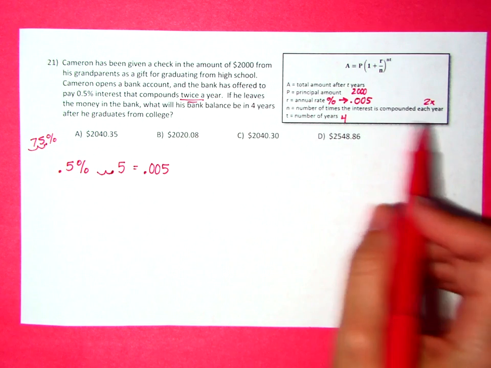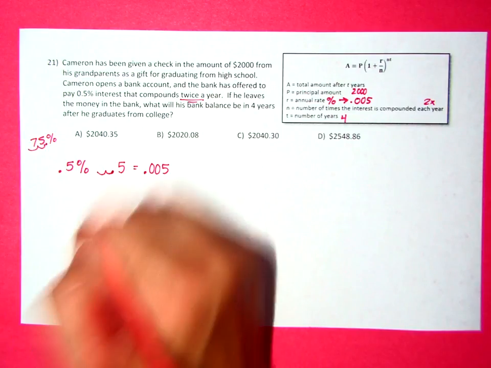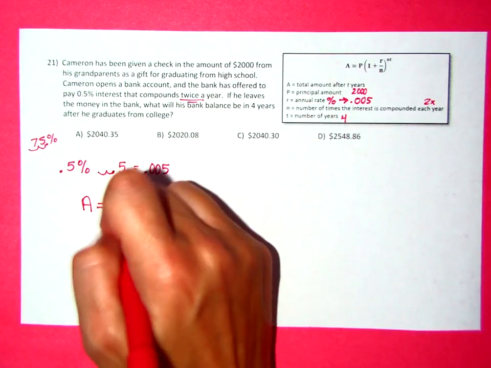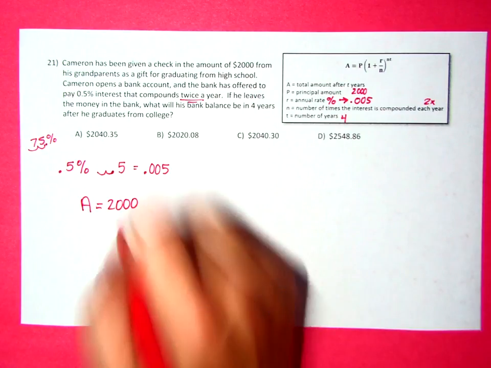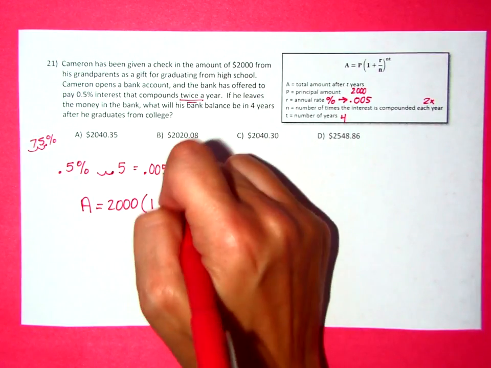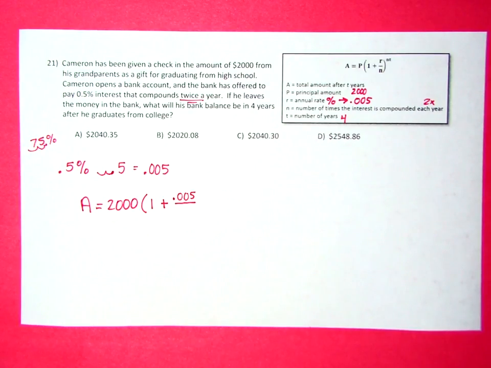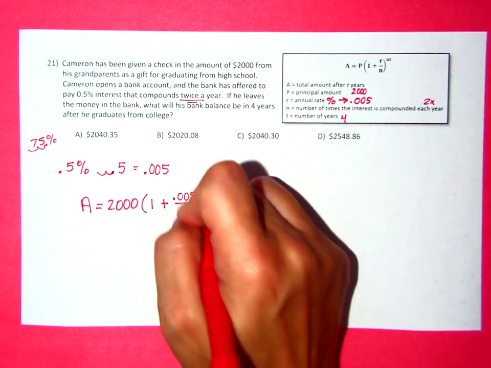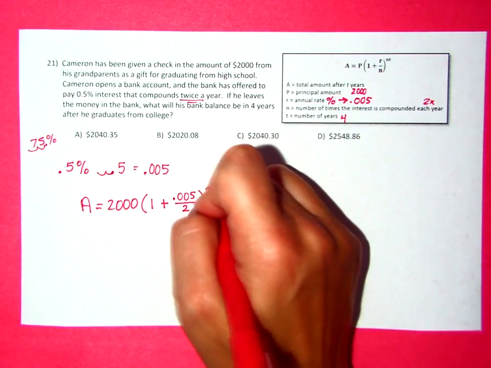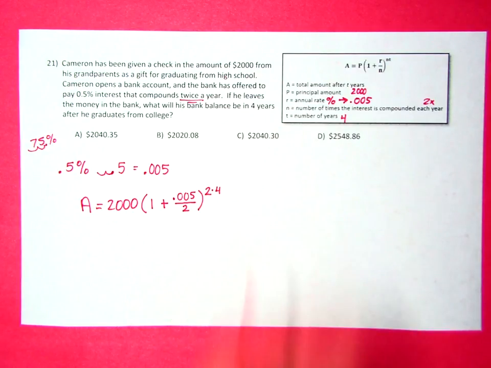And then that gives us the information we need to be able to put it into this formula. So let's go ahead and put it in the formula. The amount equals the principal, which we found to be $2,000. That's how much he's putting into the bank, times 1 plus that rate. We found that rate to be 0.005, divided by the number of times it compounds in a year. And we were told it compounds twice. And then that's going to be raised to that number of times it's compounded, so 2 times, and then it's going to be times the total amount of times, 4 years.